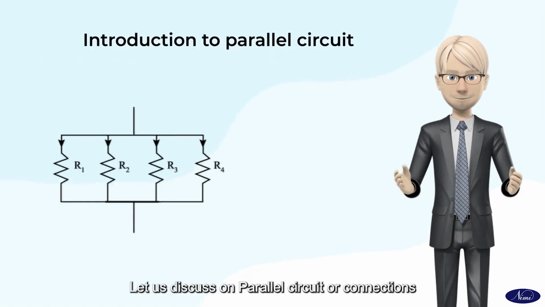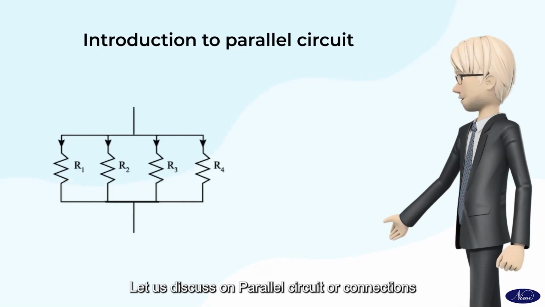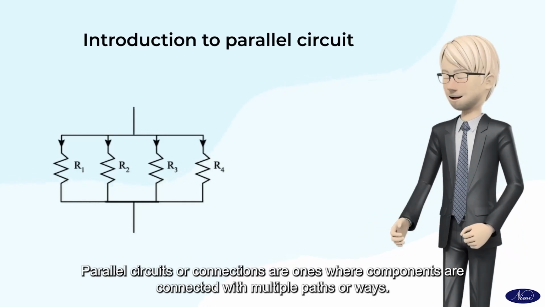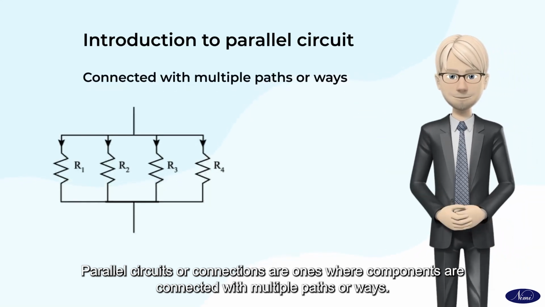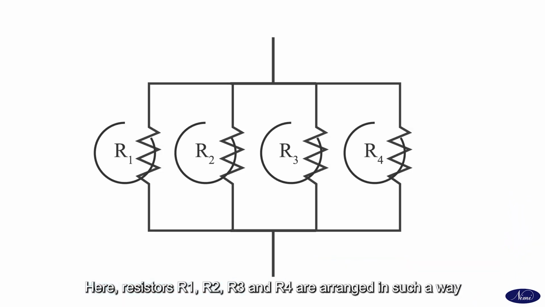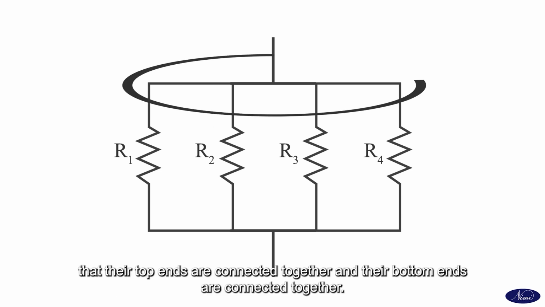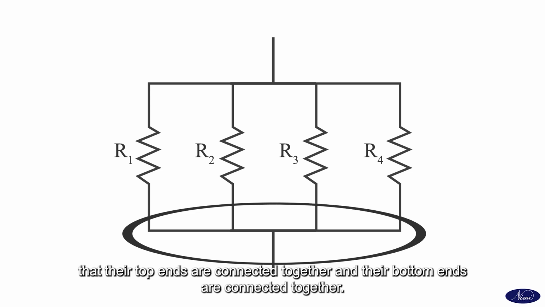Introduction to parallel circuit. Let us discuss parallel circuits or connections. Parallel circuits or connections are ones where components are connected with multiple paths or ways. Here, resistors R1, R2, R3, and R4 are arranged in such a way that the top ends are connected together and their bottom ends are connected together.